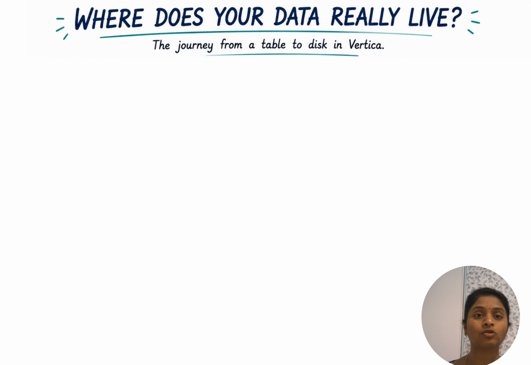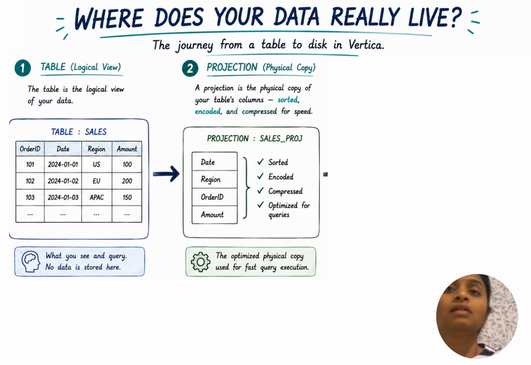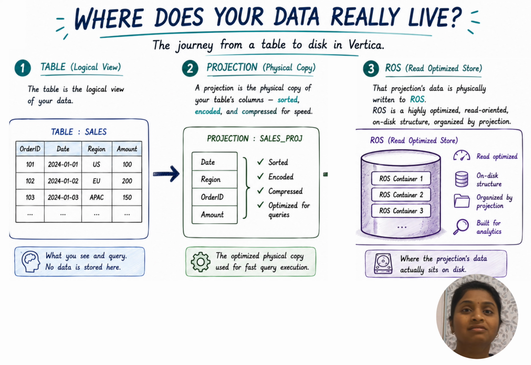A projection is a physical copy of your table's columns, which is sorted, encoded, and compressed for speed. We'll get to encoding later. And that projection's data is physically written to ROS, the read optimized store that we reviewed in part 1. ROS is basically an optimized, read-oriented, on-disk structure organized by projection.